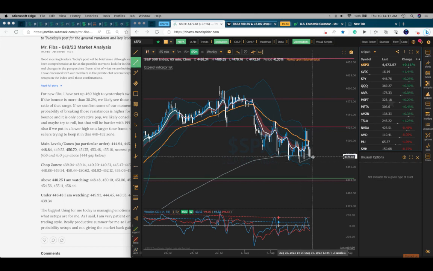Right here, looking at this on SPY, or SPX rather, pretty much range bound. I've been range bound for a while right here. I'm gonna talk about what I shared in the Substack chat, specifically the symmetry that I'd be looking for.